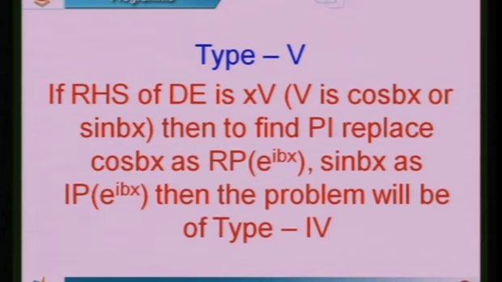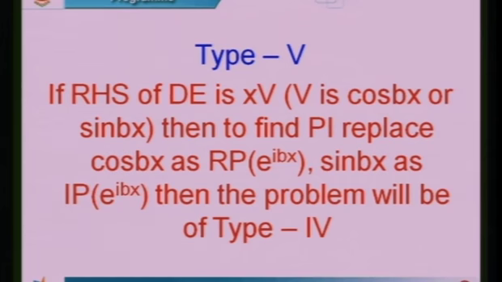Type 5. If the RHS of the differential equation is X into V, that means V is either cosine or sine. There we have cosine or sine and the polynomial. Here it is either the cosine or sine.